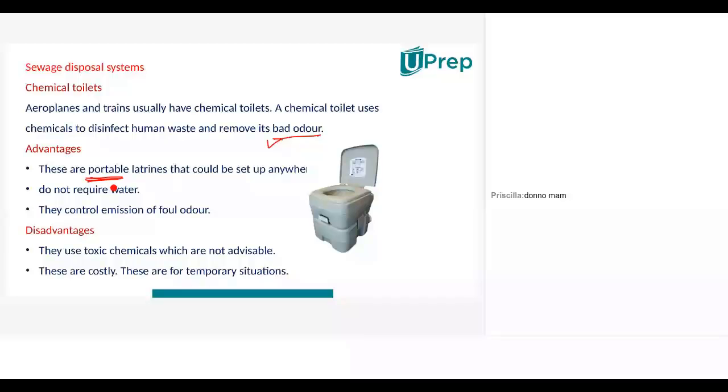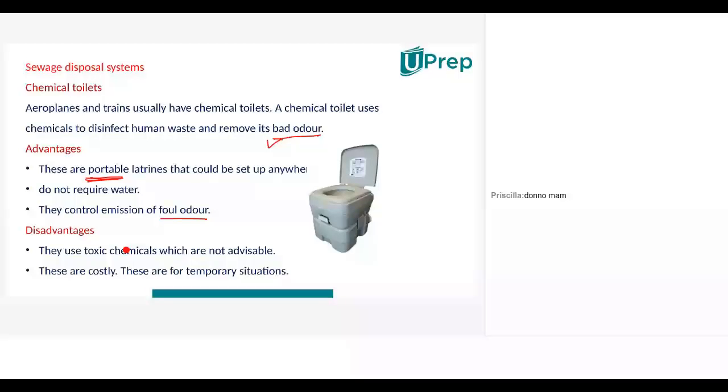It does not require water. That's the best part about it, right? It does not require water, just the chemicals act on it. And they control the emission of foul odor. So the foul odor itself is being controlled. That by itself is quite a great deal of job done. But, however, saying this, obviously everything will have its set of advantages and disadvantages.